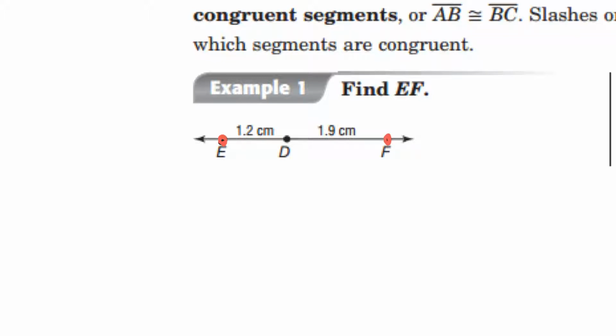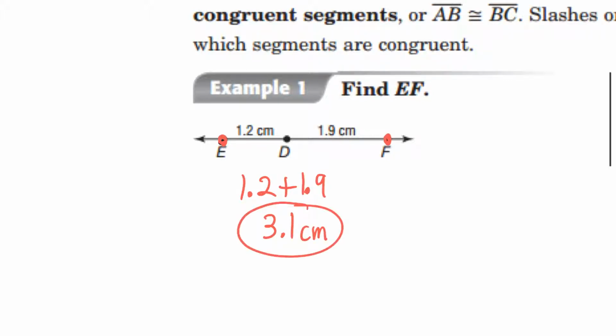Yeah, just add them together, right? Should be pretty simple. Just add 1.2 plus 1.9. And what do you get? You get 3.1 centimeters.